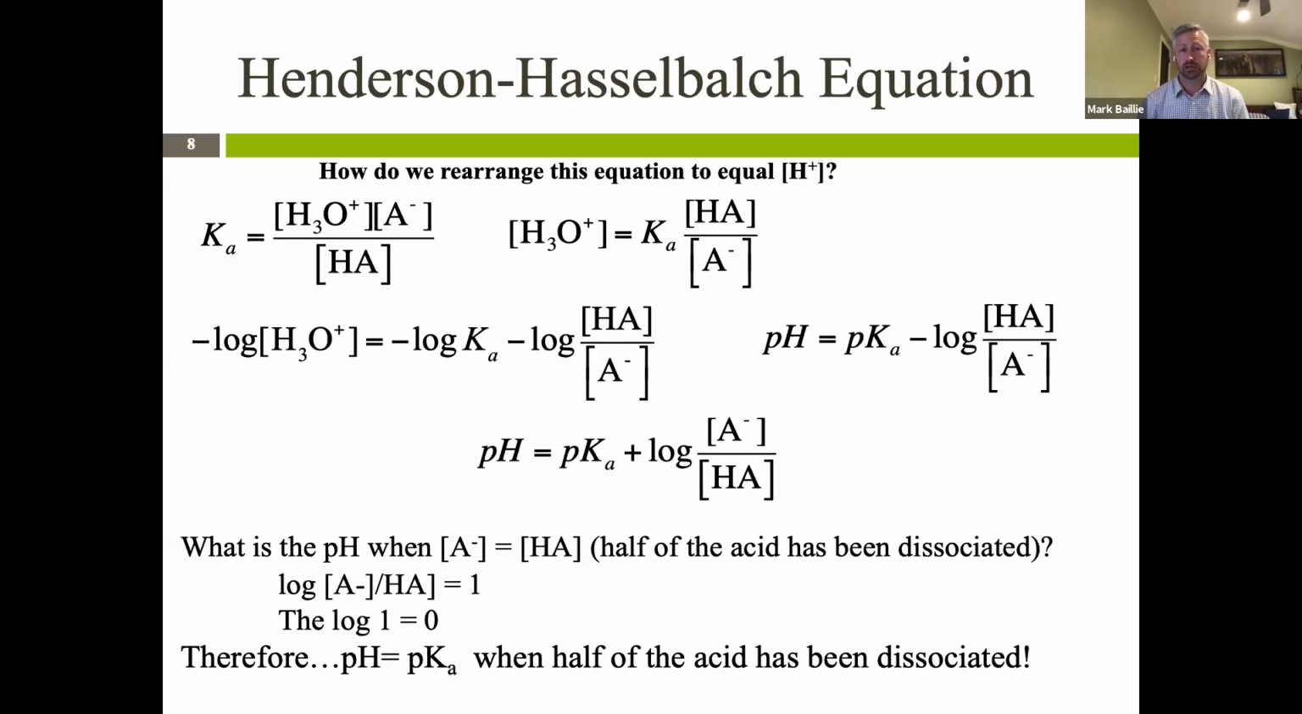So going forward, if you know you have a mixture of a conjugate acid base pair, are you going to use the ice table approach or are you going to use the Henderson-Hasselbalch approach? Number 1, ice table. Number 2, Henderson-Hasselbalch. Show me fingers. 1 or 2?